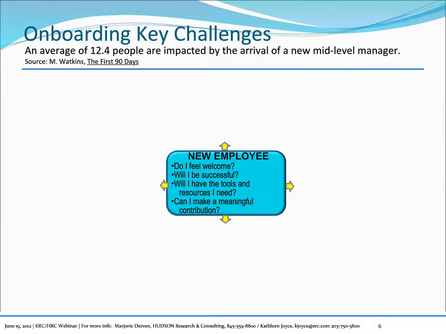Michael Watkins, who's done some really wonderful work on onboarding, The First 90 Days, and several other books and Harvard Business Review articles, has estimated that over 12 people are impacted by the arrival of a mid-level manager. So it's not just an issue that's going to impact the new employee, it's really having a ripple effect throughout the organization. Starting with the new employee, some of the questions that individual is going to be asking are: Do I feel welcome? Will I be successful? Will I have the tools and resources that I need? And can I make a meaningful contribution in this organization?